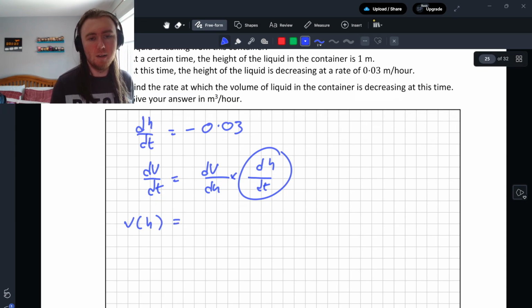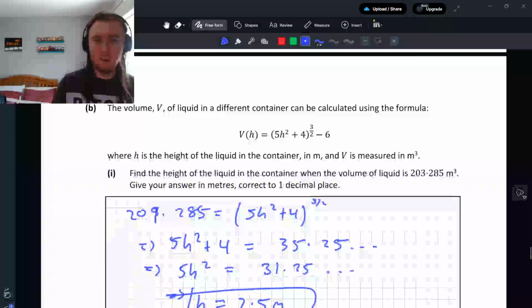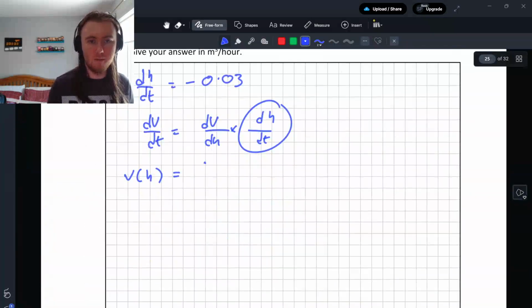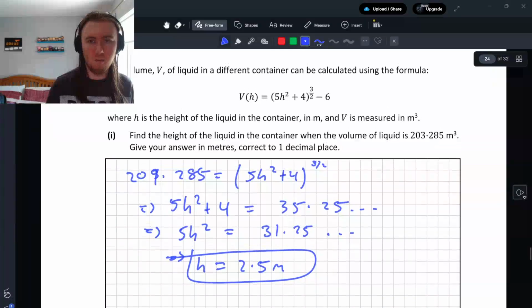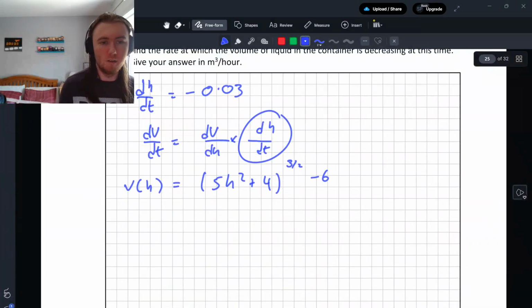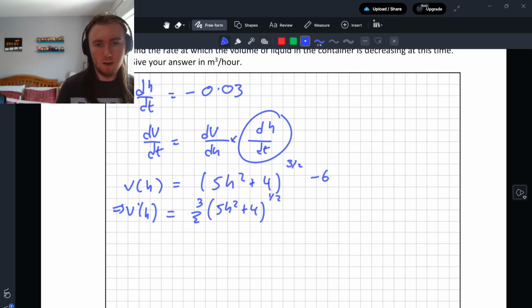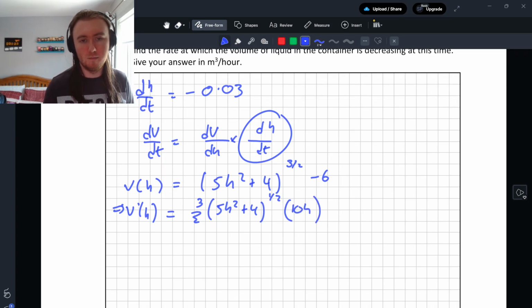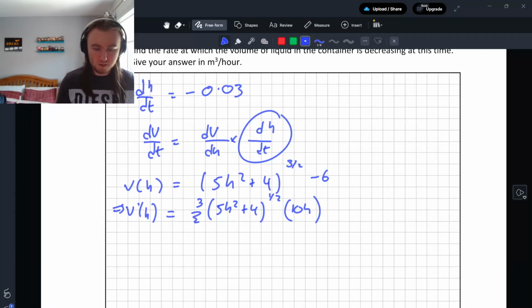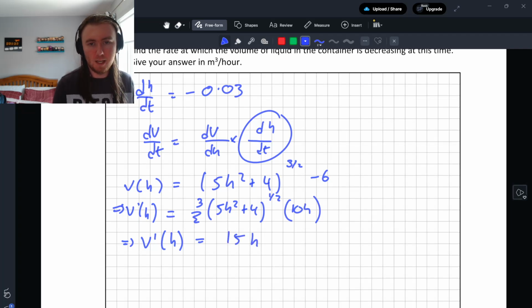So we'll recall that V of h is this annoying thing: 5h squared plus 4 to the 3 halves, minus 6. But it's not like it matters because the constant just disappears. So the power comes down to the front, subtract 1 off the power, and then the derivative of the inside comes outside. So it'll be 3 over 2 by 10, which is 15. So V prime of h, or dV/dh, is 15h times 5h squared plus 4 to the half.